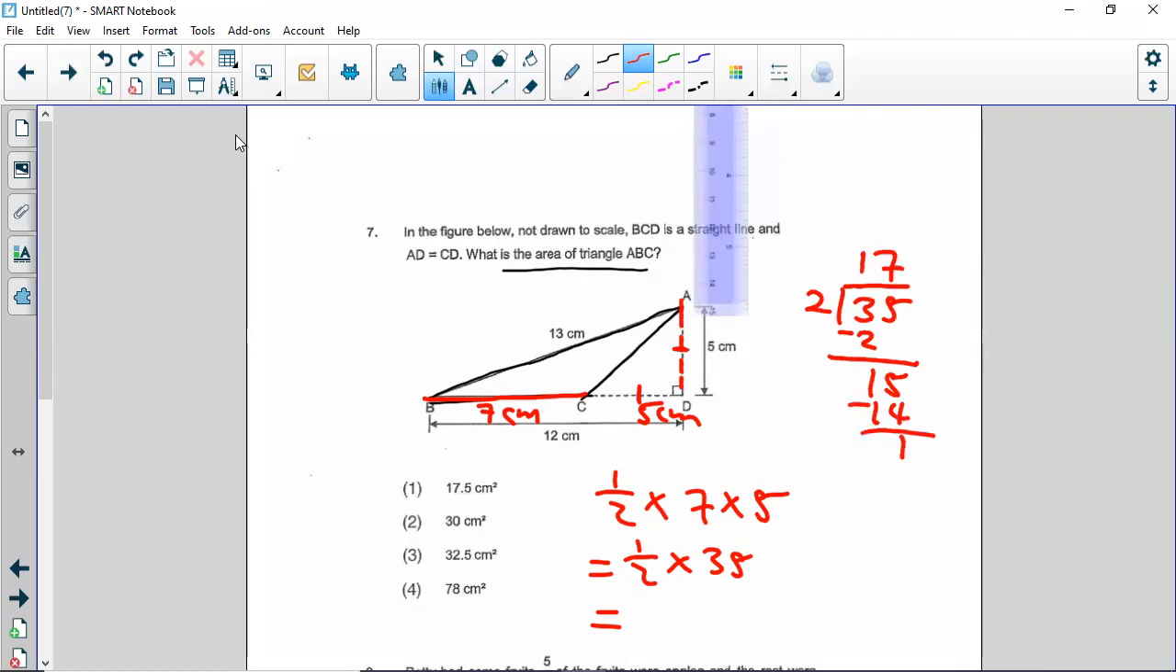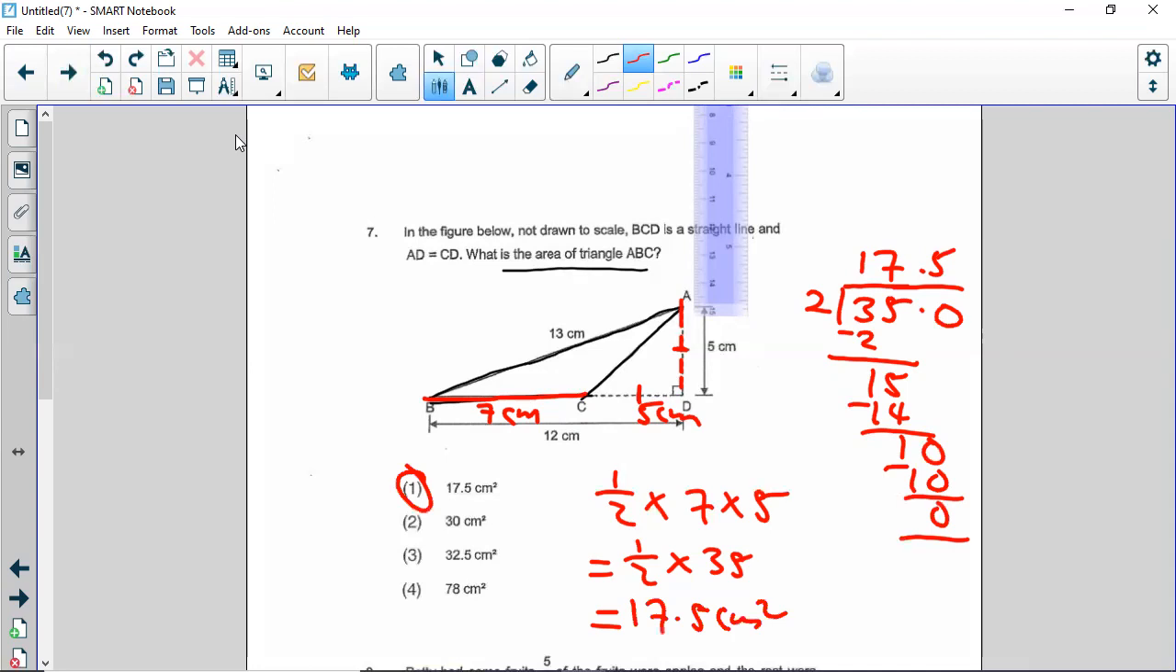Change the whole number into a decimal. 0.0, raise up the decimal point, pull the 0 down. 5 times 2 is 10. So what's the area of the triangle? 17.5 cm square. Okay, so you will need to know how to divide. Okay, how to divide to get decimal.